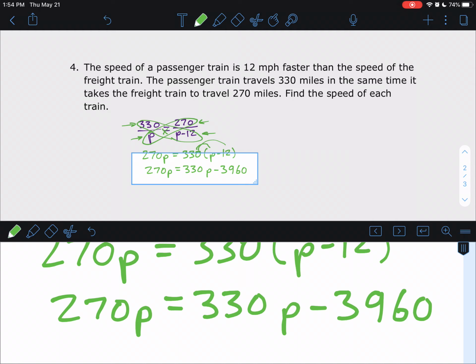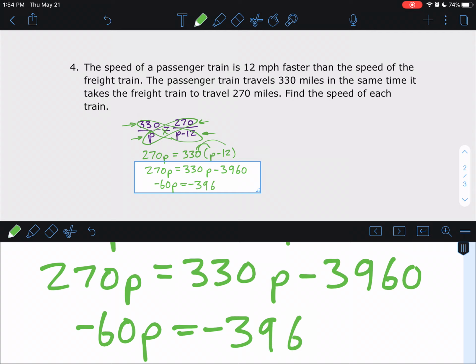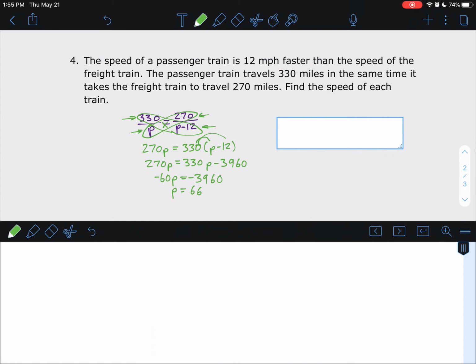I'm going to subtract 330P from both sides. So once I do that, I have 270 minus 330, which is negative 60. So negative 60P equals negative 3960. And then to solve for P, all I have to do is divide both sides by negative 60. So negative 3960 divided by negative 60 is 66. So P equals 66, which means there's my solution.